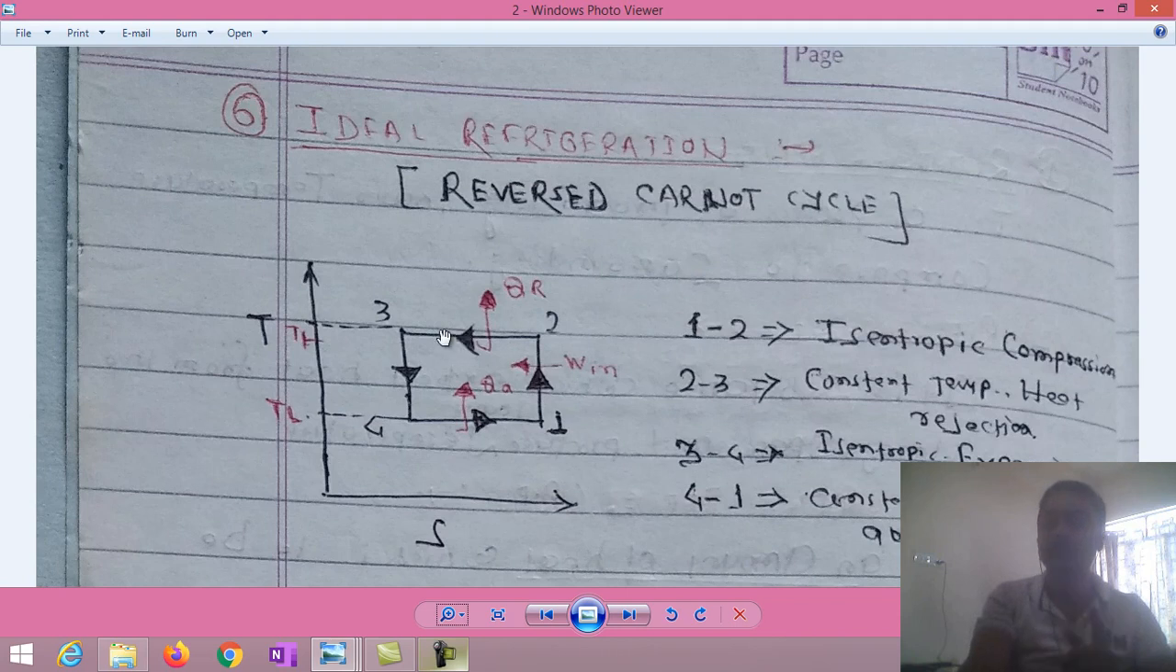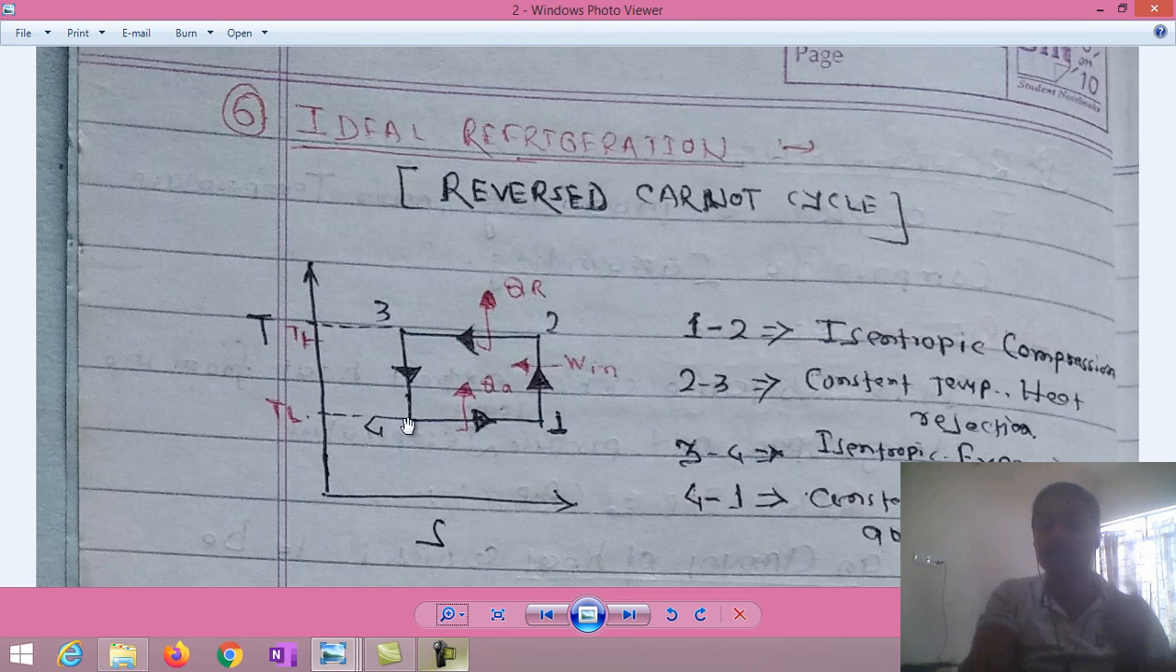After rejecting heat from the condenser, this refrigerant now enters the expander, where it expands isentropically. So process 3 to 4 is isentropic expansion. Remember, process 3 to 4 is isentropic expansion. At the end of this expansion process, the refrigerant enters the evaporator at point 4. In the evaporator, constant temperature heat absorption takes place. This 4 to 1 is the constant temperature heat absorption process.